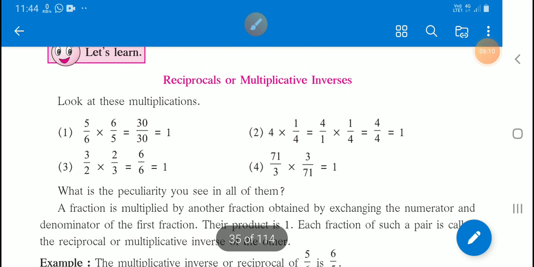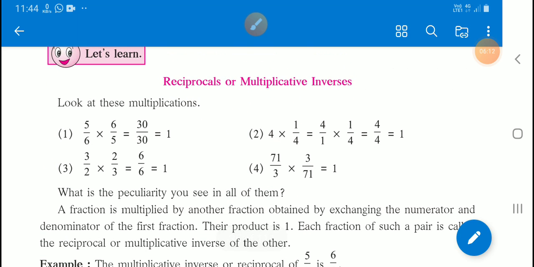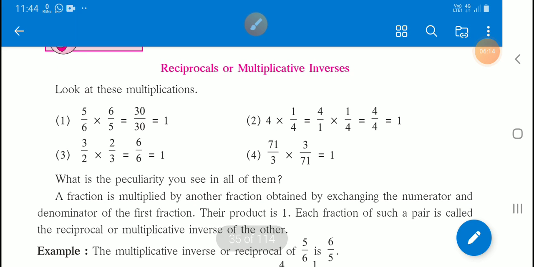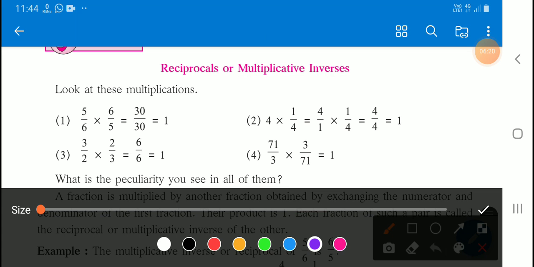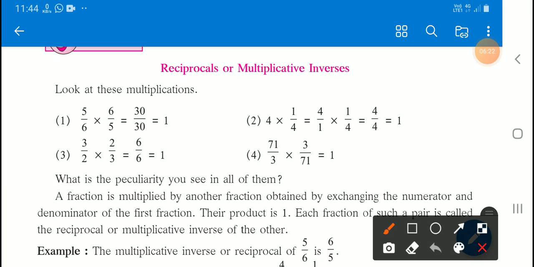Now what is meant by reciprocal or multiplicative inverse, that we'll see. Look here, they multiplied 5 upon 6 into 6 upon 5. Which answer did they get? 1. Then they multiplied 4 into 1 upon 4. Then they got 1 again. Then 2 upon 3 by 3 upon 2, then 1. 17 upon 3 by 3 upon 17, then 1.